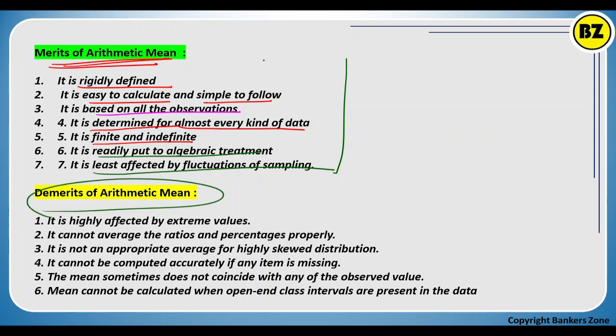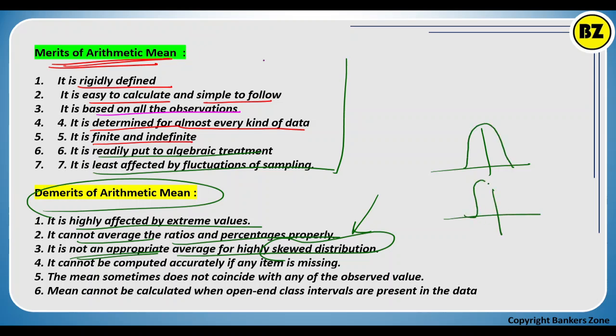Now see, demerits simply means disadvantages. It is highly affected by extreme values. It cannot average ratios and percentages properly. It is not an appropriate average for highly skewed distributions. What do you mean by high skewness? See, this is a good-looking normal distribution, and a skewed distribution means it is looking like that, or it is looking like that. This is good, this is skewed.